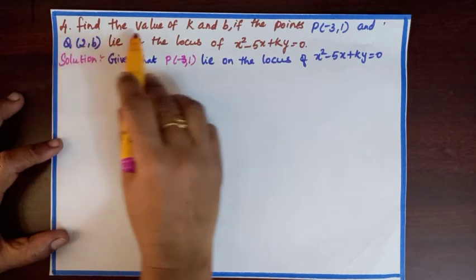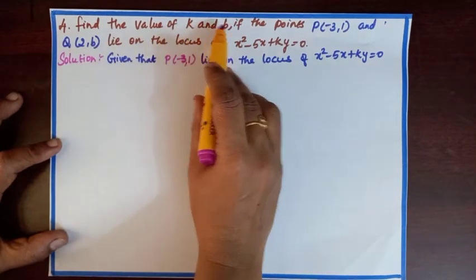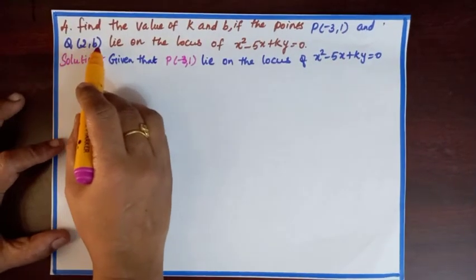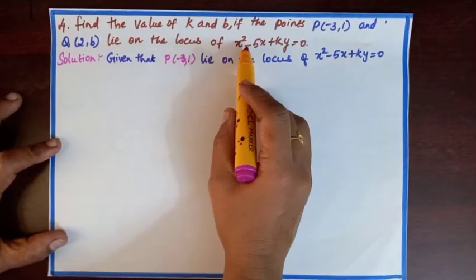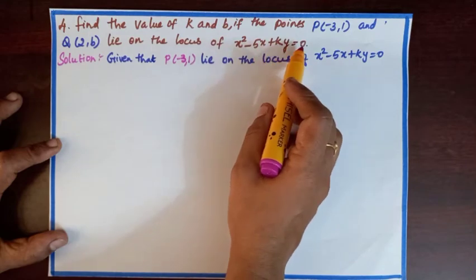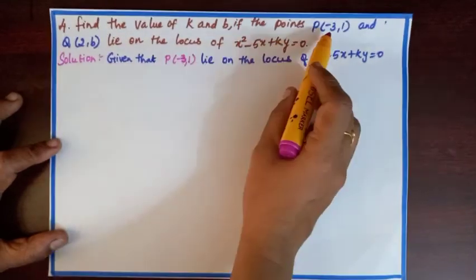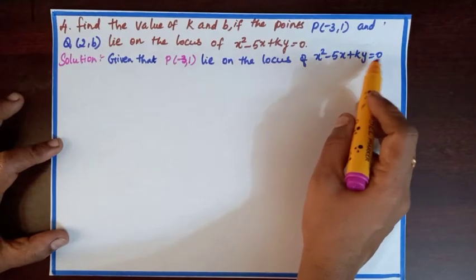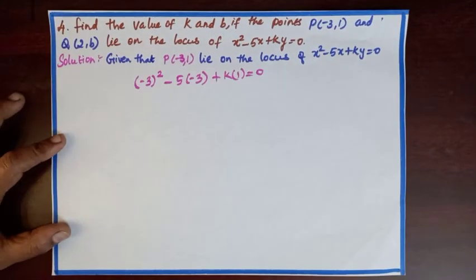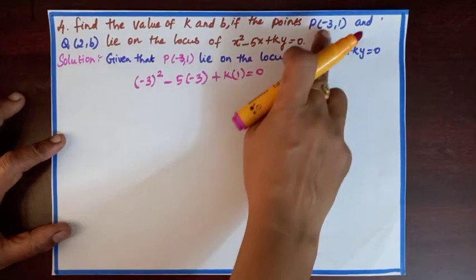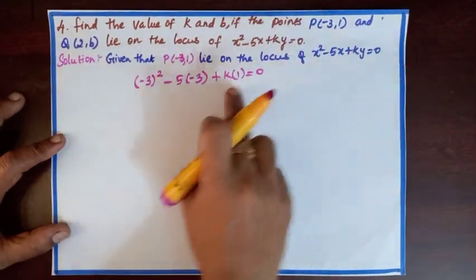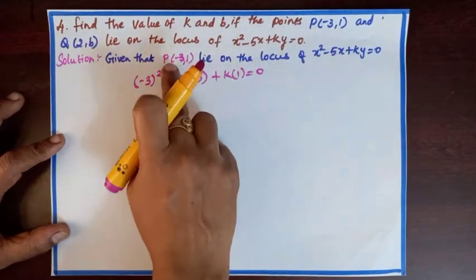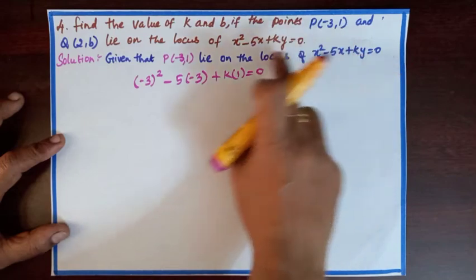Question number 4. Find the value of k and b if the points P(-3, 1) and Q(2, b) lie on the locus of x square minus 5x plus ky equal to 0. Given that (-3, 1) lies on the locus of x square minus 5x plus ky equal to 0. In the place of x, we have to substitute minus 3. In the place of y, we have to substitute 1. (-3) the whole square minus 5 into (-3) plus k into 1.